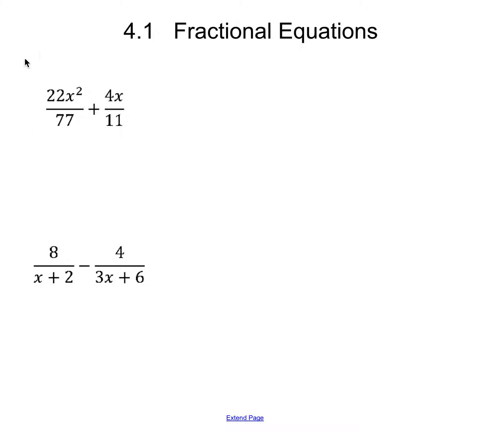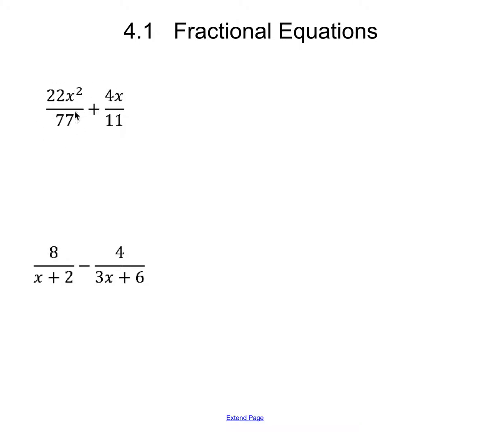So, this is an expression, not an equation, right? Because there's no equal sign. And basically, I'm adding 2 algebraic fractions. So remember, when you add 2 things together, you need to make sure that you have a common denominator. So you're looking at 77 and 11, and you're saying, what should be the common denominator? And it should be 77.